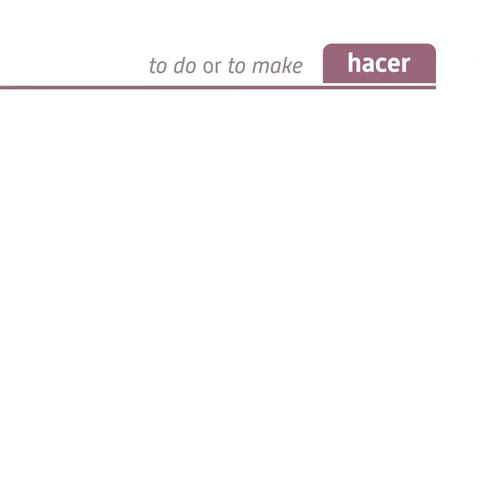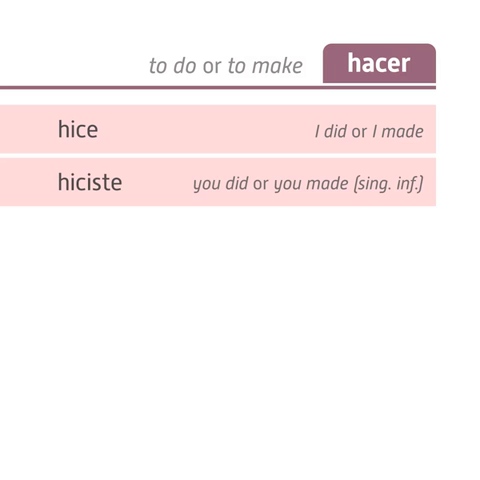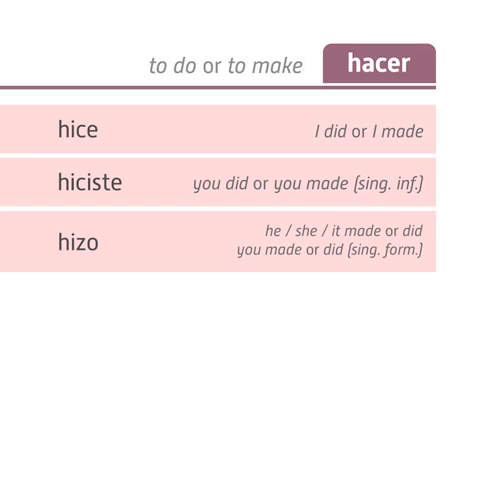Another commonly used irregular verb is hacer, meaning to do or to make. Pay close attention to its various forms. Hice, meaning I did or I made. Hiciste, meaning you did or you made when you is singular and informal. Hizo, meaning he, she, it, or you made or did when you is singular and formal.